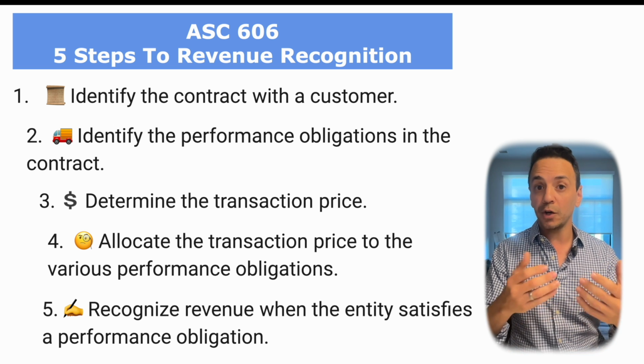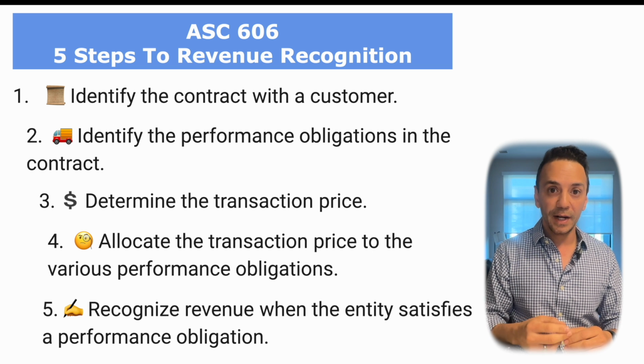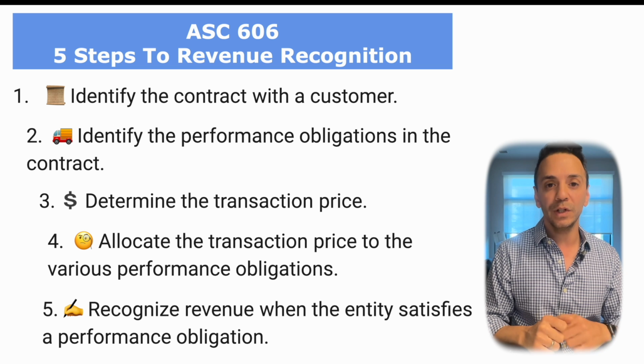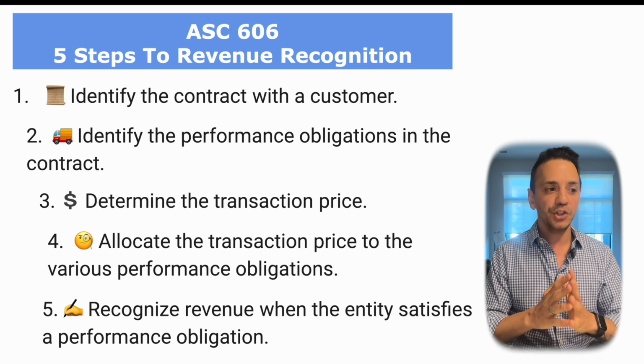And therefore, when we accrue revenue, these two accounts arise: unearned revenue, which is a liability, and unbilled revenue, which is an asset.